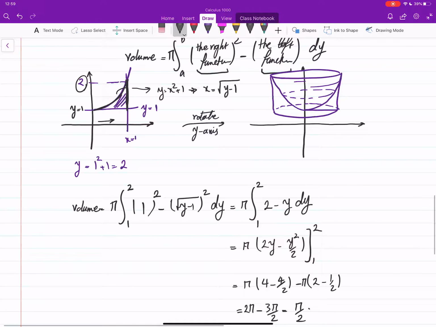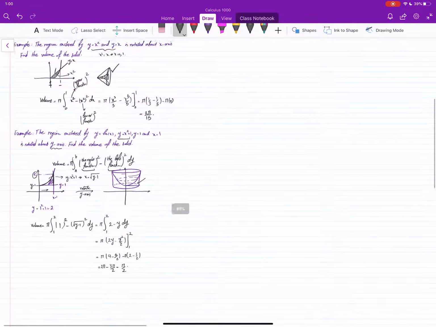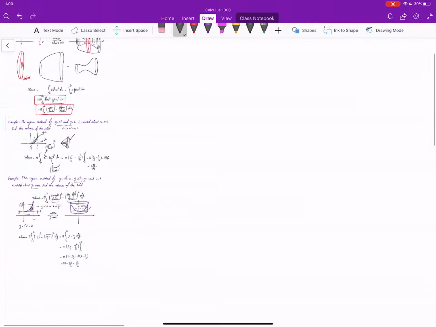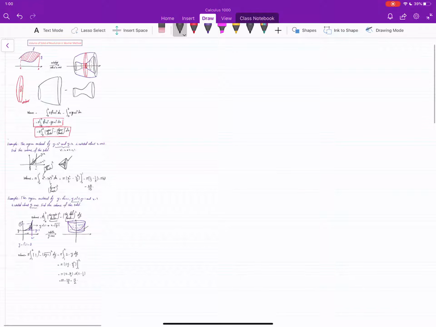So the volume of this object here, obtained by rotating a region between the graphs of two functions about the y-axis, is equal to pi over 2. So the Washer method has almost nothing new, but the point is that the region that we rotate either about the x-axis or y-axis is the region between two curves, two graphs of positive functions.